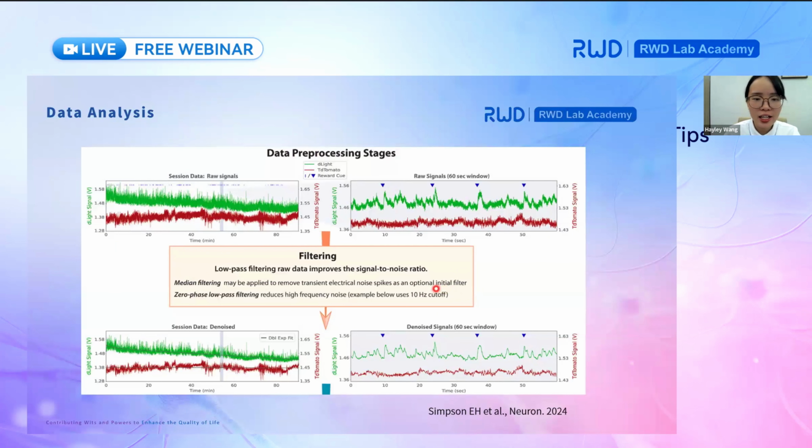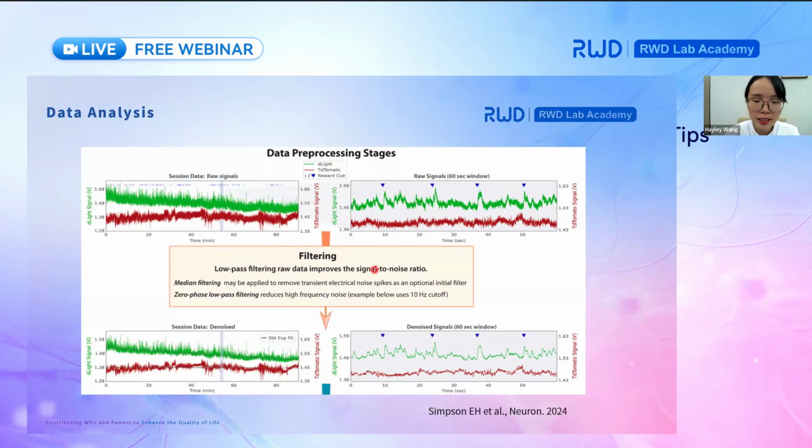So before event analysis, fiber photometry data usually need to be pre-processed to reduce noise in the signal. Common pre-processing steps include filtering, bleaching correction or baseline correction, and motion correction. In most experiments, the meaningful physiological signal is mainly located in the low frequency range, while the noise is distributed across all frequencies.